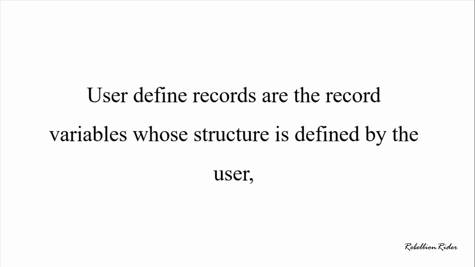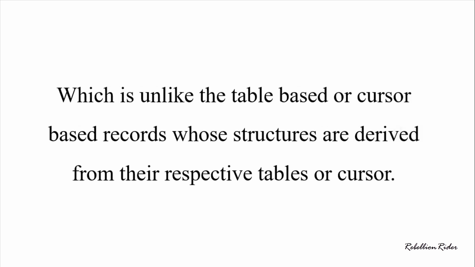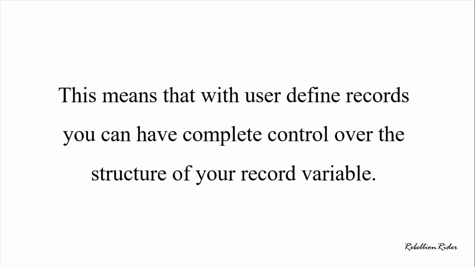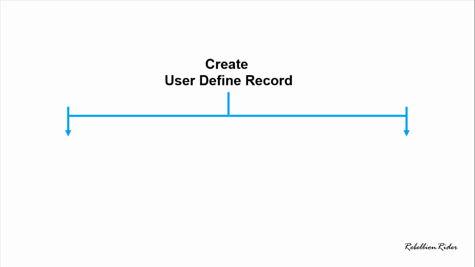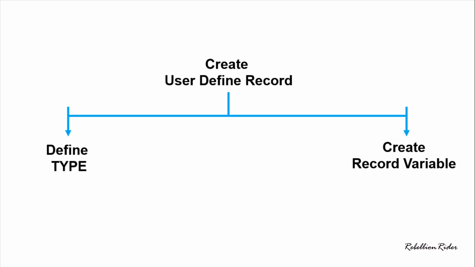As the name suggests, user-defined records are the record variables whose structure is defined by the user, which is unlike the table-based or cursor-based records whose structures are derived from their respective tables or cursor. This means that with user-defined records, you can have complete control over the structure of the record variable. The creation process of user-defined record variable is divided into two parts. Before defining the record, we first need to define the type for the record variable. This type will become the base for the user-defined record variable and will help in driving its structure. Once the type is successfully declared, then we can use it for creating our user-defined record variable.